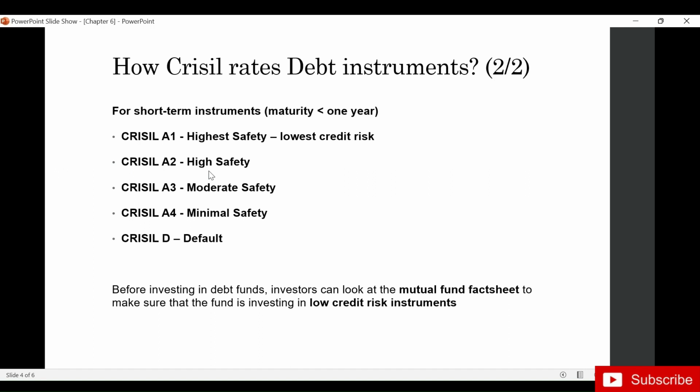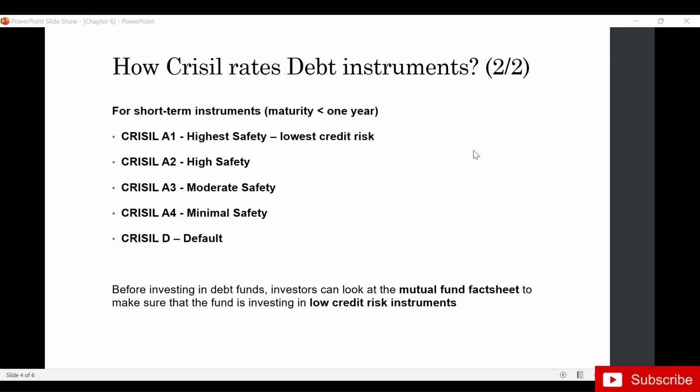Next, we will talk about how short-term instruments are rated by CRISIL. Short-term instruments are instruments with a maturity of less than 1 year, and we have the following ratings which are given by CRISIL. So CRISIL A1, which denotes the highest margin of safety and it has the lowest possible credit risk.